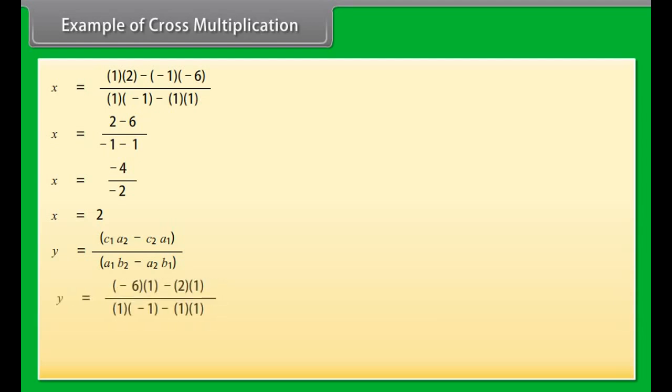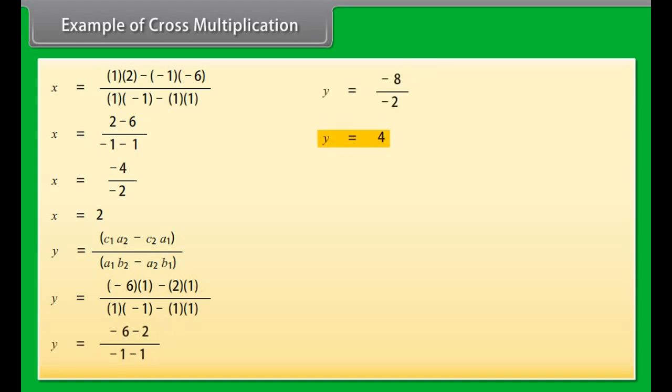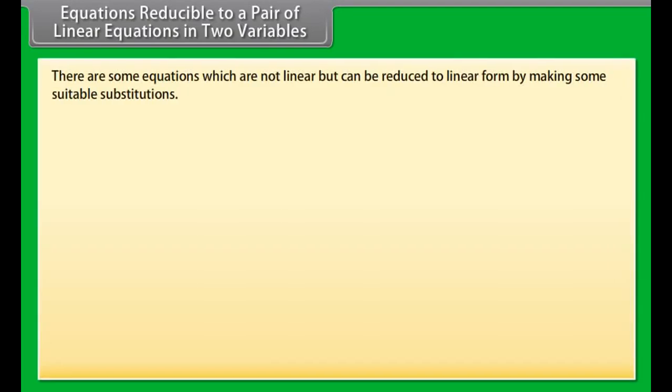The solution x, y is given by x is equal to b1 c2 minus b2 c1 upon a1 b2 minus a2 b1. Now by substituting the values we get x is equal to 1 into 2 minus minus 1 into minus 6 upon 1 into minus 1 minus 1 into 1. By calculating we get x is equal to 2.